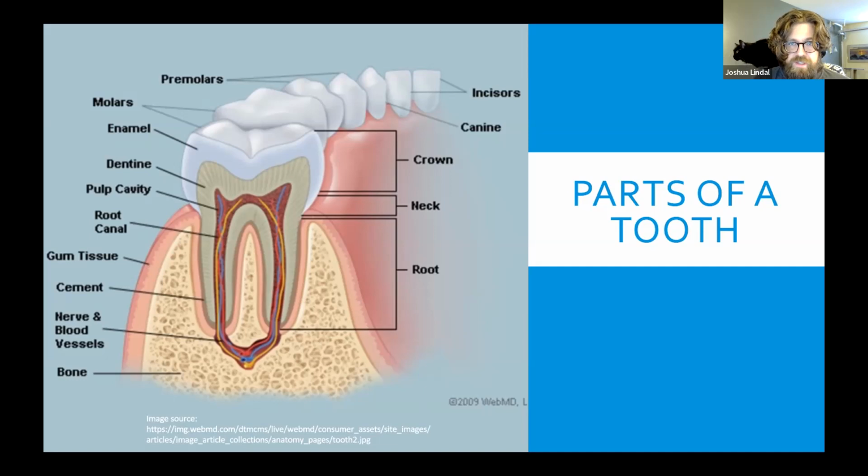In general, teeth are divided into two parts. There's the visible part inside your mouth.